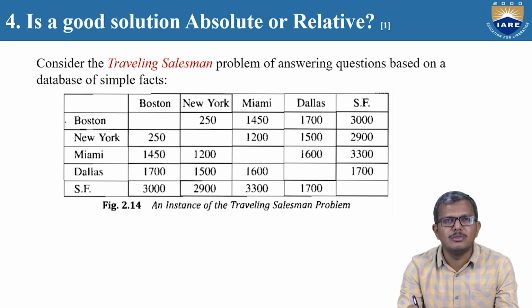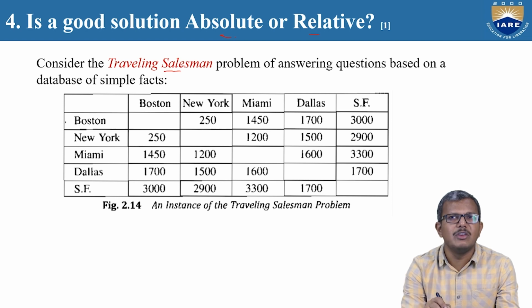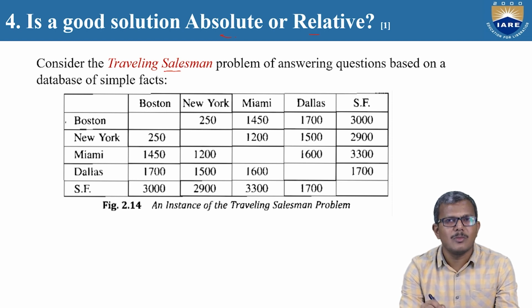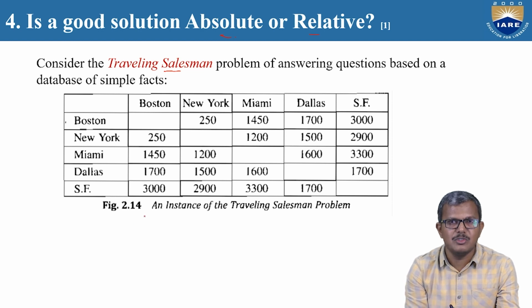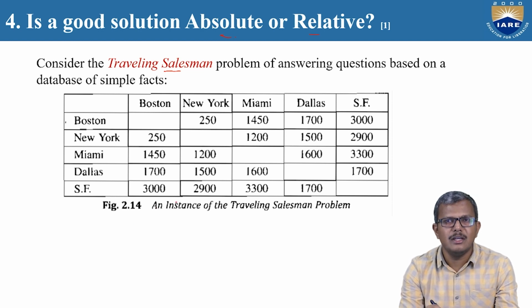Okay, coming to the fourth characteristic. So what is the fourth characteristic? Is a good solution absolute or relative? Whatever solution we got, whether that solution is absolute or relative, what does it mean? Let us try to understand this concept with an example, which is the traveling salesman problem. For example, see in this table.